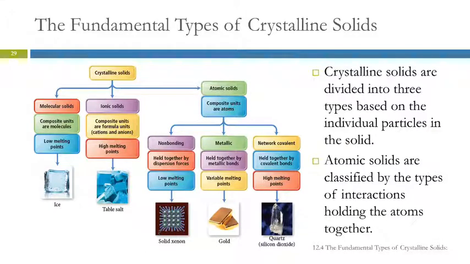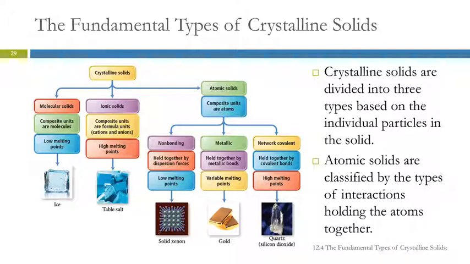Fundamental types of crystalline solids. Crystalline solids can be divided into three broad categories based on what the particles in those solids are. We can have a molecular solid, where individual molecules form the solid. We can have ionic solids, where ions form the solid, and we can have atomic solids. In atomic solids, the composite units are atoms.